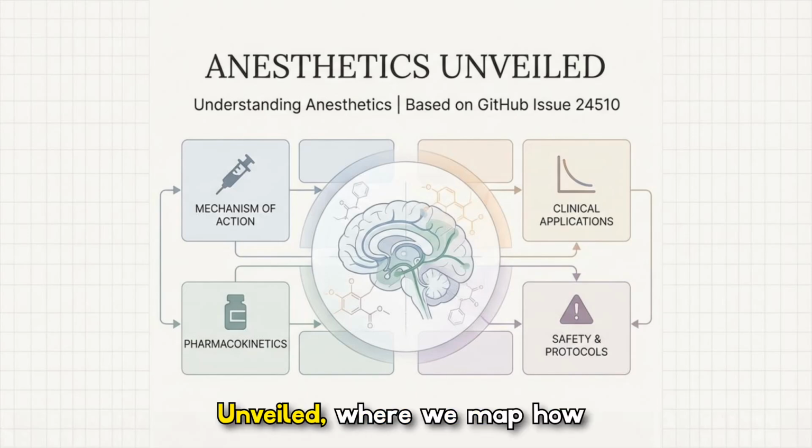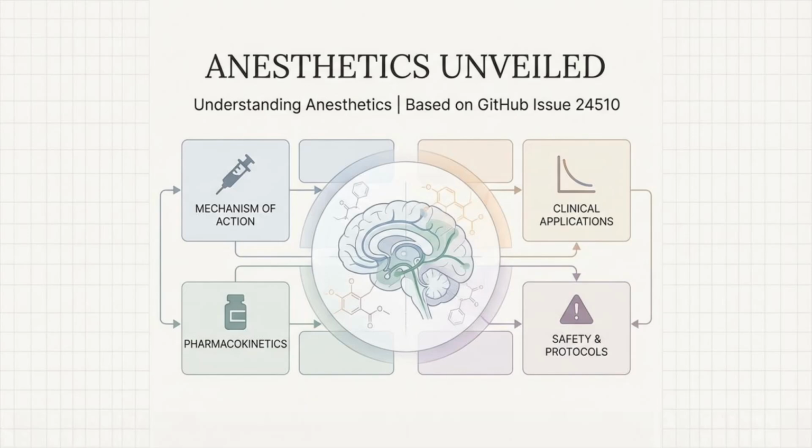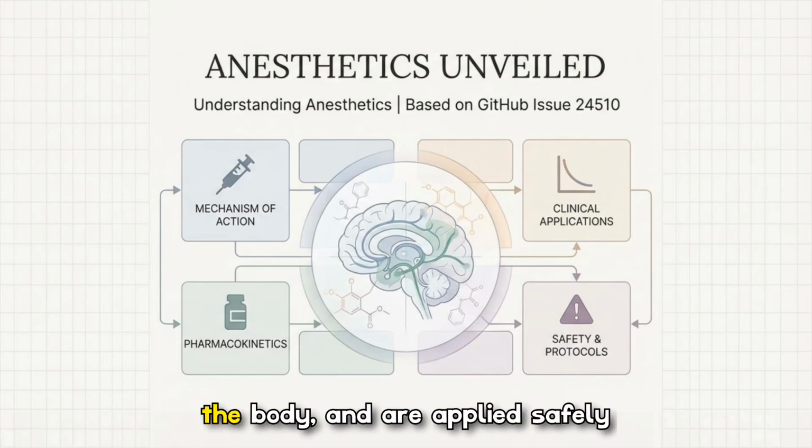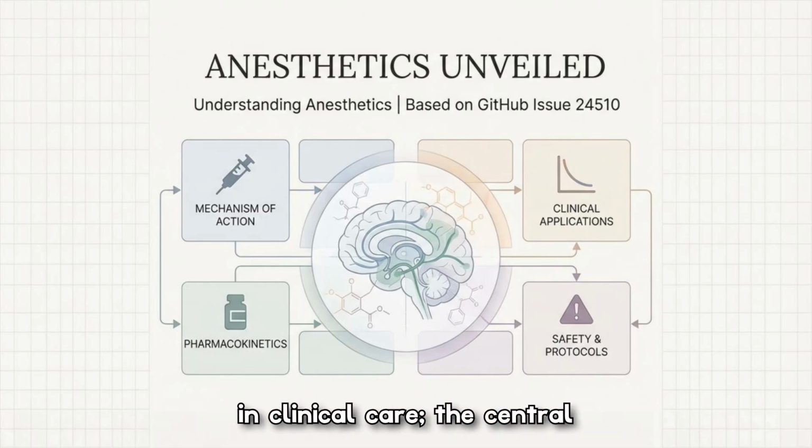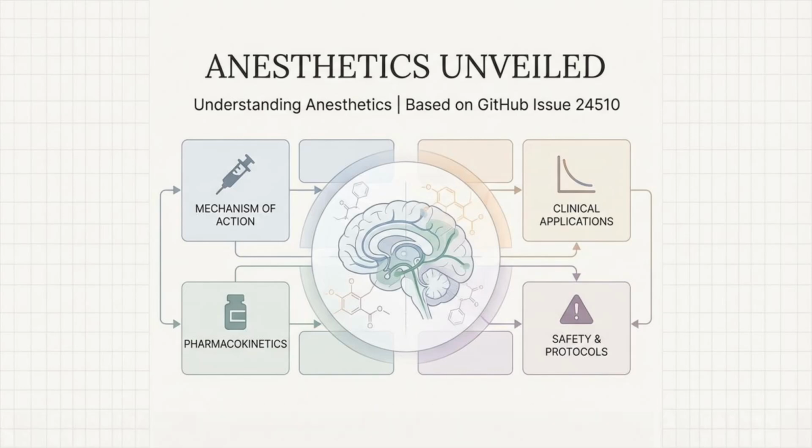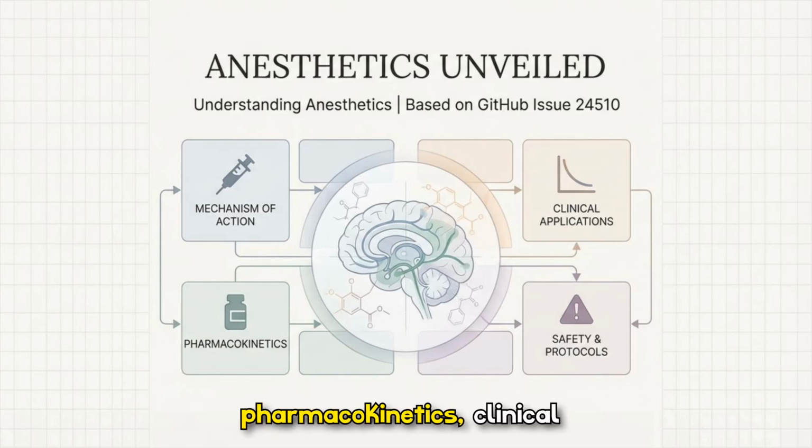Welcome to Anesthetics Unveiled, where we map how anesthetics work, move through the body, and are applied safely in clinical care. The central brain image ties together four themes you'll hear about: mechanisms of action, pharmacokinetics, clinical applications, and safety protocols, setting the stage for a deeper look at how these elements interact in practice.